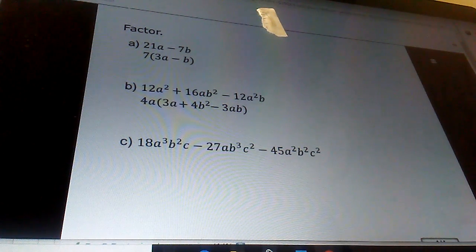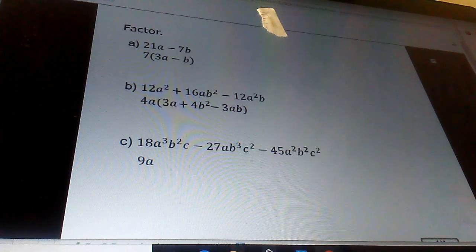Just go through it step by step. First, identify the GCF of the coefficients 18, -27, and -45. The GCF of these three numbers is 9. Now let's check the variable factors of each term. All three terms have at least a to the first power, so a is part of the GCF.